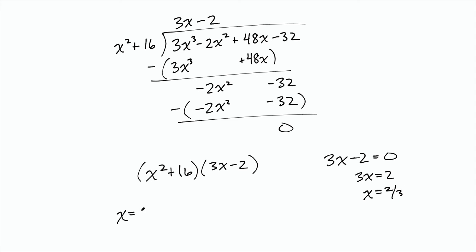So our zeros are x equals 2/3, x equals the 4i that was given, and x equals negative 4i. And those are all the zeros of this polynomial.